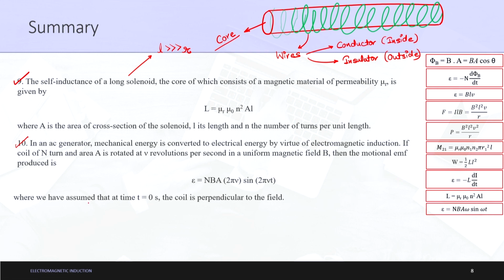where we have assumed that at time t equal to 0 seconds, the coil is perpendicular to the field. This is the simple assumption being told. So, this was the complete summary. This is the end of the electromagnetic induction theory part. I will explain some of the problems so that you understand the concept and can apply the concepts nicely, and then finally this will be the end of electromagnetic induction.